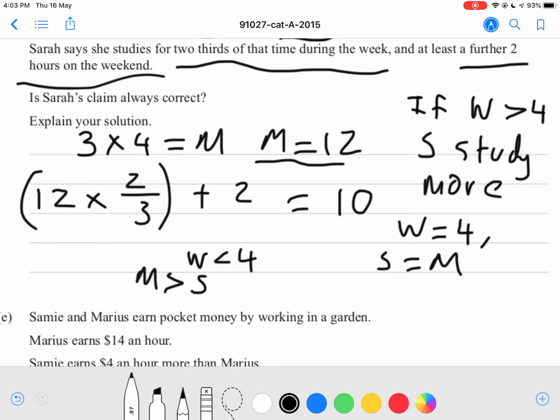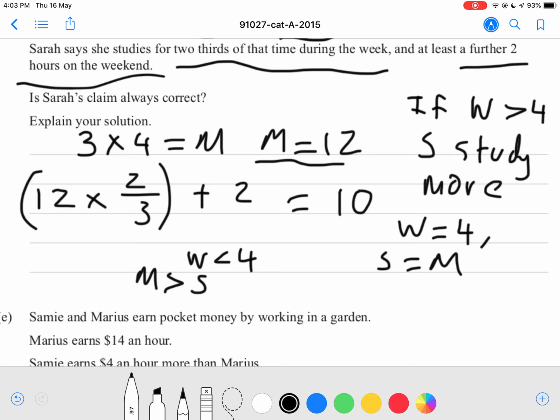In the actual exam, it'll be like, if Sarah studies for more than 4 hours, that means Sarah will study more than Marie. But if Sarah studies 4 hours a week on the weekend, then she'll study the same time as Marie. And if Sarah studies less than 4 hours on the weekend, Marie will study more than Sarah. Okay, so you're going to write out the full sentence in the exam.